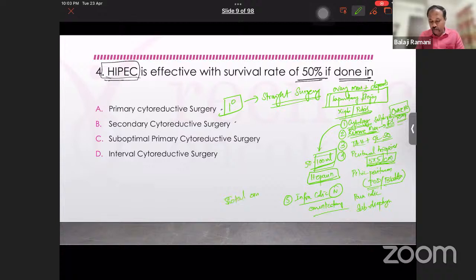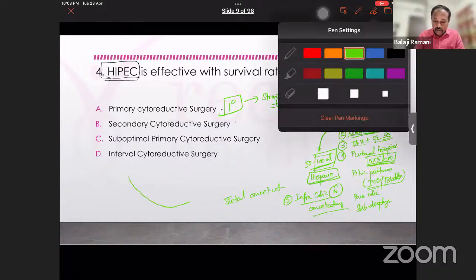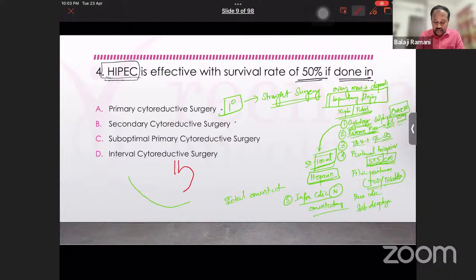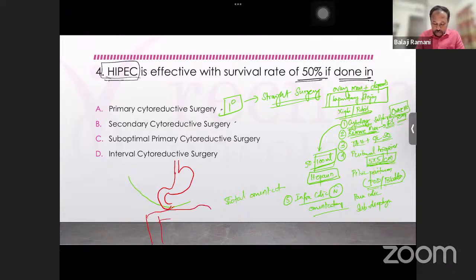What do you mean by saying a total omentectomy? Now, this total omentectomy includes the gastric arcade. Okay, the total omentectomy includes the gastric arcade. So, if you look at the stomach, which is going to come up like this, and the colon, which is going to be like this.